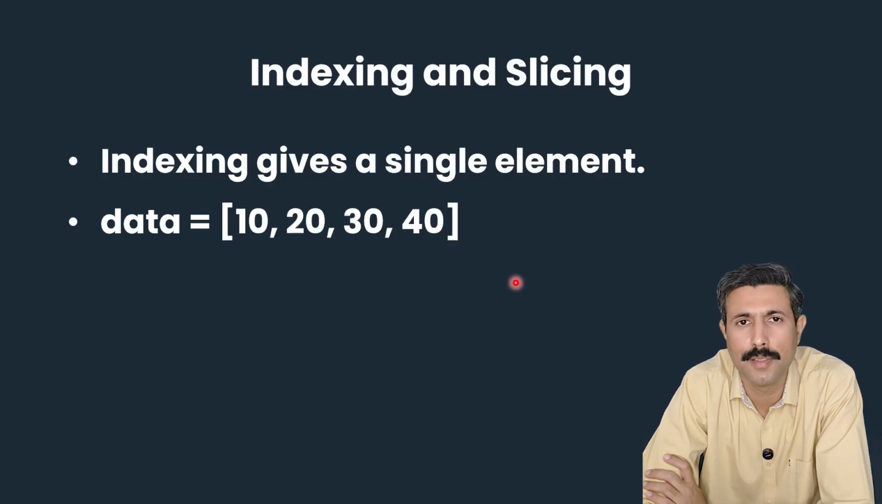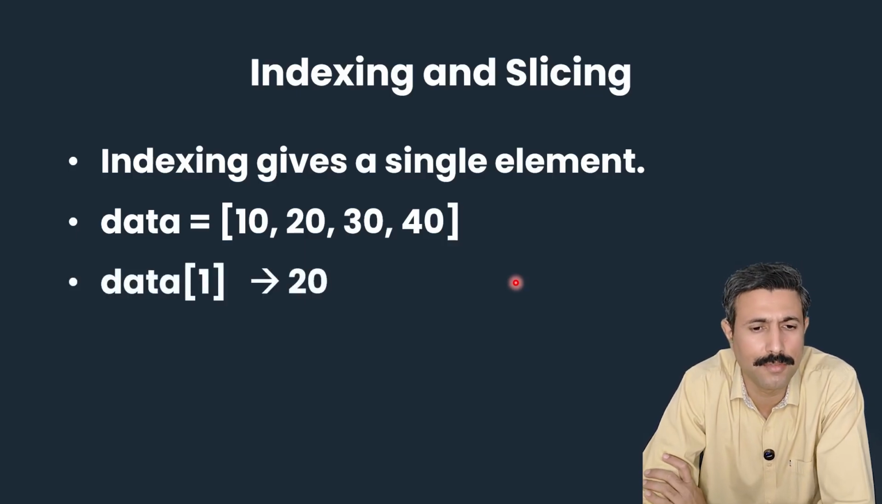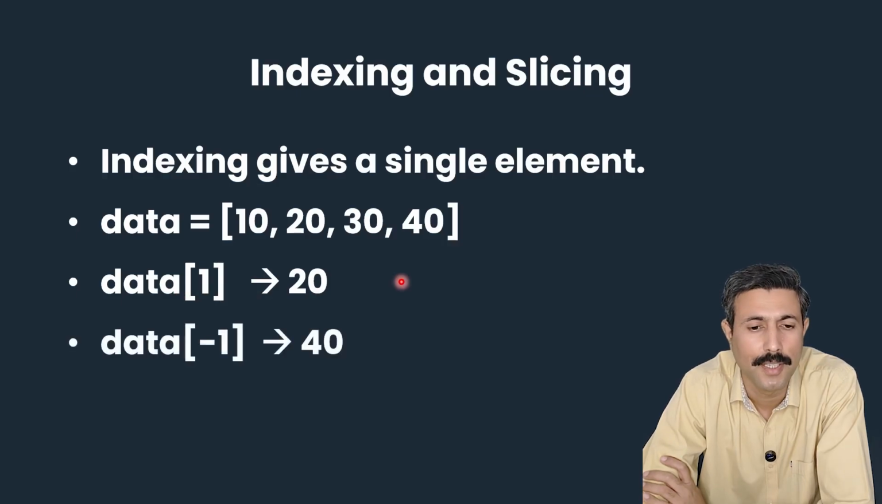Now we'll jump forward. Let's say I write data of 1, then that gives me 20. Why? Because this is the index number: this is index 0, index 1, index 2 and index 3. So this is how, by writing an index, you can extract the elements of a sequence data type. It works not only with positive indexes, it also works with negative ones. Now let us write data of -1, and that gives 40.